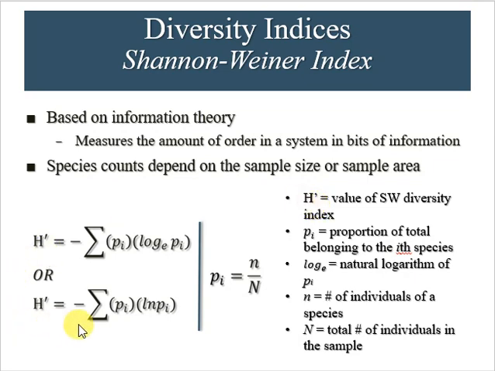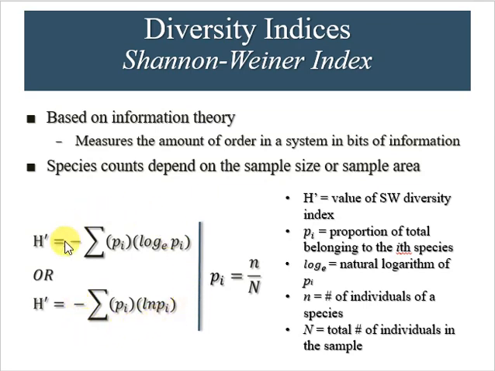You can also use this formula here, the sum of, again, your proportion of the total times the natural log of pi, or the proportion of the total. It's basically the same formula, just written two different ways based on how you write your natural logarithm.